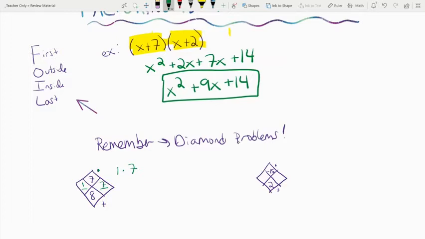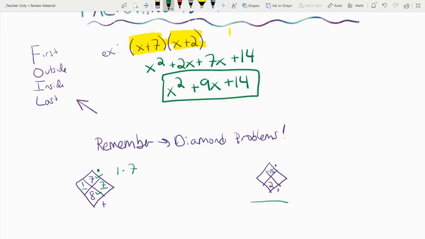And then if I want to check my work, 1 times 7 is 7. Check, that's right. And then 1 plus 7 is 8. So check, that's right. Okay. Now another example, just for review of a diamond problem, we're going to come over here now. I've got negative 15 and I've got 2.